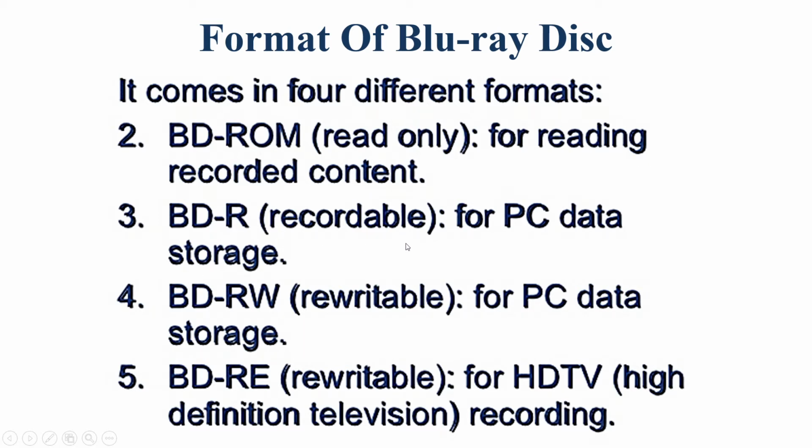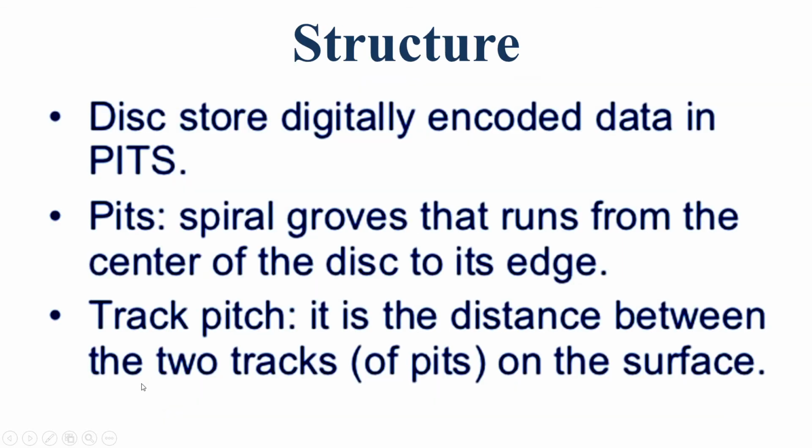Format of the Blu-ray disc: you have BD-ROM, read-only, for reading recorded contents. BD-R, that is recordable, for PC data storage. BD-RE, that is rewritable, for data storage, and again rewritable for HDTV, high definition television recording. So there are five formats available. They have written here that it comes in four different formats. So 1, 2, 3, and 4, sorry. So the four formats are there.